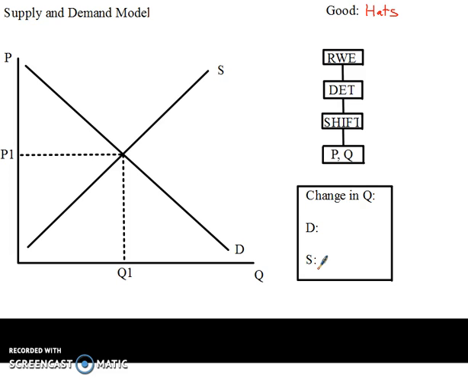So my good's going to be hats. The first thing that I need to do is label on my graph the subscript H to tell me that we're doing hats. So this is the price of hats, and this is the quantity of hats. And currently hats have some price, P1, maybe $20 for a hat. And my quantity is Q1. That's the quantity of hats that are being bought and sold in the market per week or per day or whatever. So maybe 20,000 hats are being bought and sold per week at an equilibrium price of $20. That's what the graph tells me.